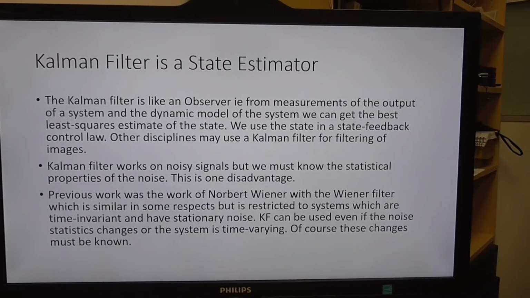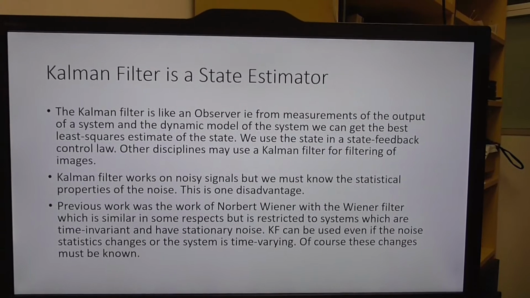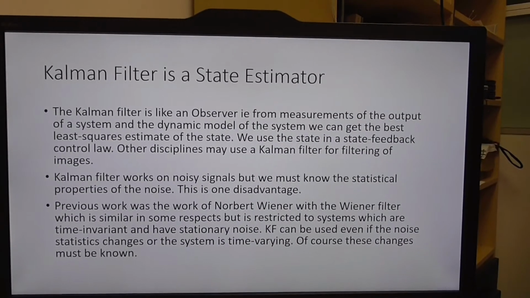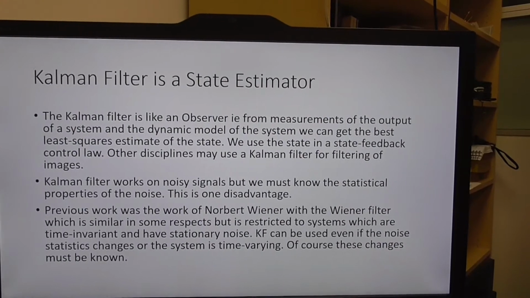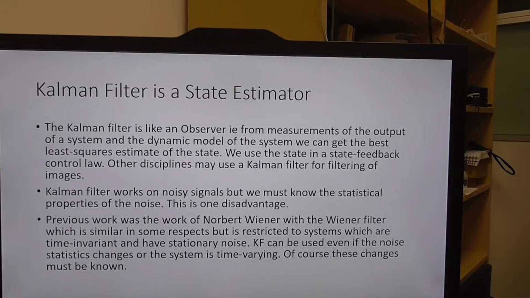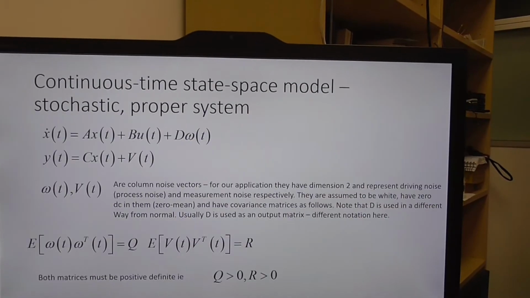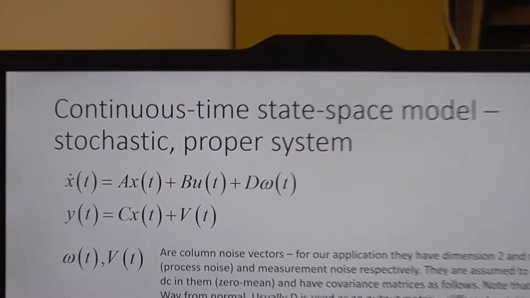But as I say, the Wiener filter and the Kalman filter are closely related, and if you leave the Kalman filter on for a short period of time, it converges to the Wiener filter. That's provided everything's sort of fixed, the dynamics and the statistics of the noise. So this is what we call a stochastic system.